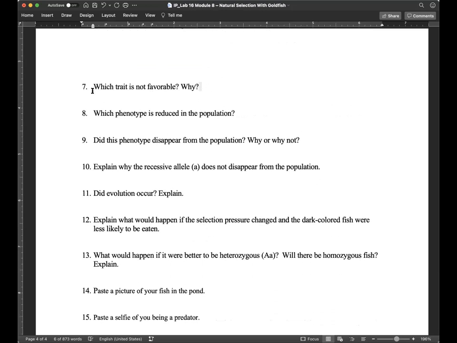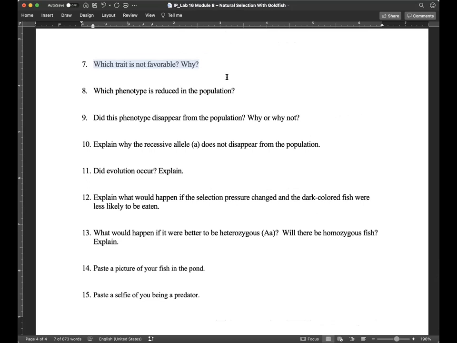Okay, which trait is favorable? Well, I already talked about this. So just go back to the beginning paragraph and it sums it up nicely. We're talking about a muddy pond and a predator that is hunting orange and brown fish. Obviously, brown fish can hide easier. The orange trait is then not favorable. Phenotype just means the physical trait or the physical characteristic.